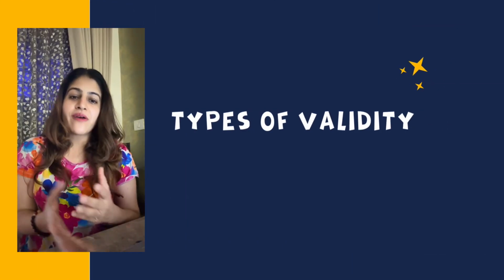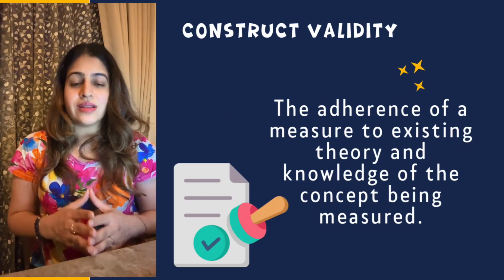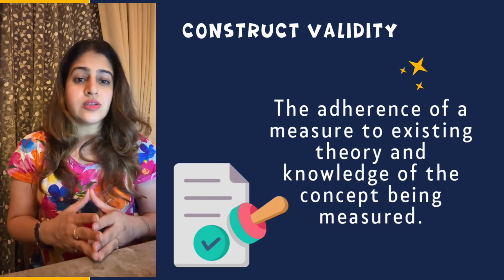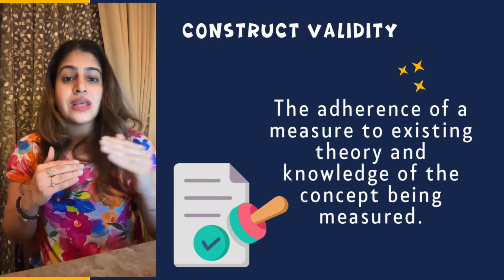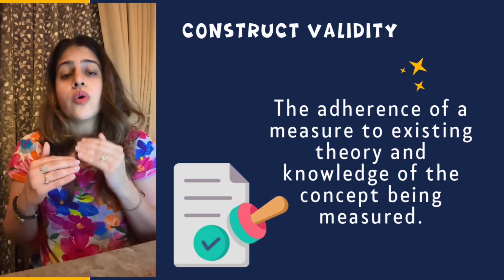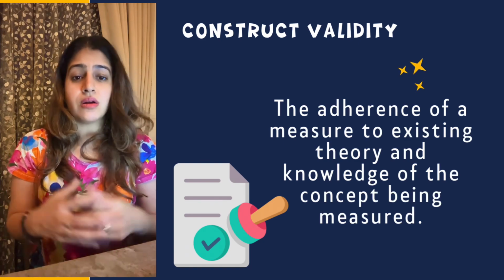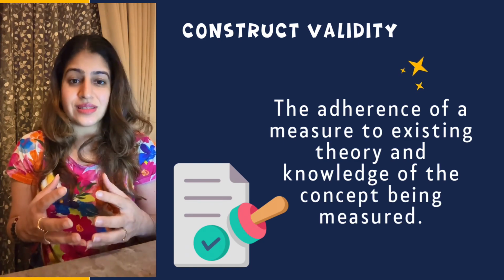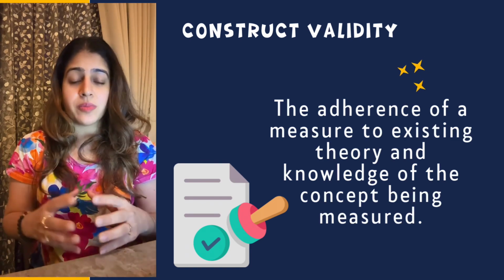Next we do the types of validity. There are 3 types of validity. First is construct validity. Now what is construct validity? It means that whatever I am measuring is well resonating with the existing concept or theory of what I am measuring. So for example, I am measuring a participant's self-esteem. So I have designed a questionnaire of self-esteem for that participant.